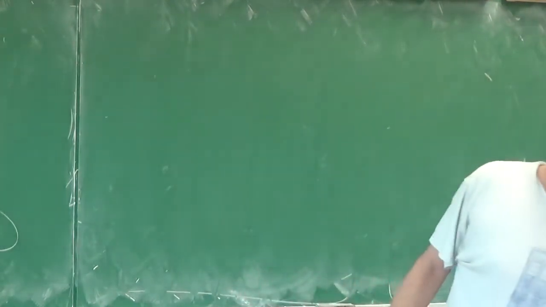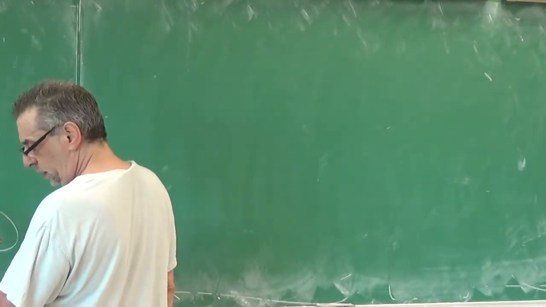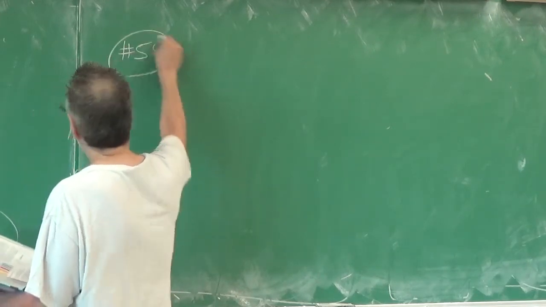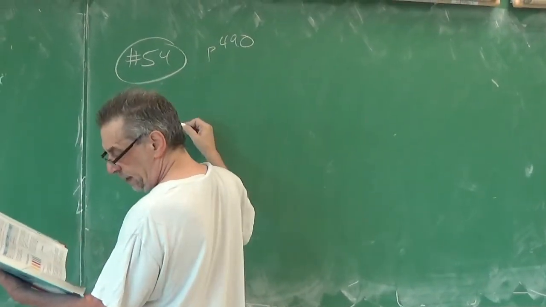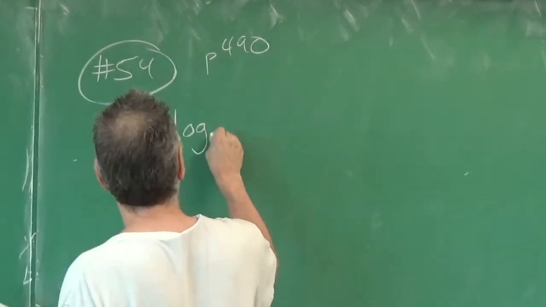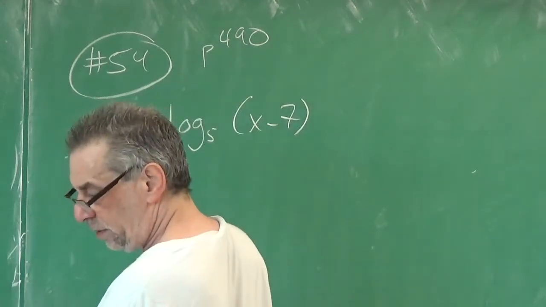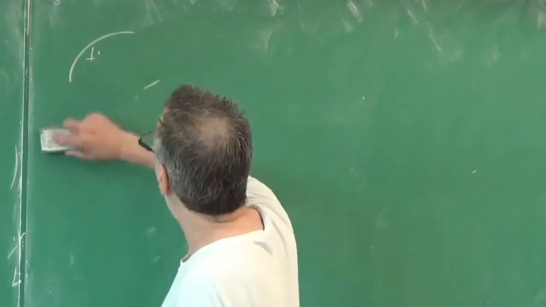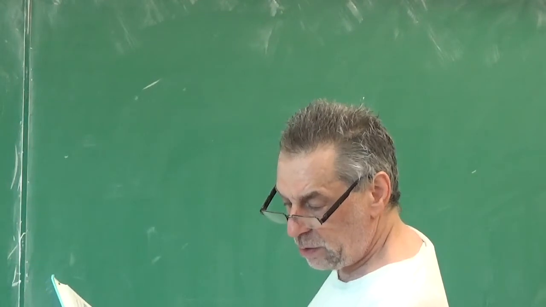Number 52. Actually, 52 is one we pretty much just did. Let's look at number 54, page 490. We have another exponential equation. This time it's log base 5. Oh, I'm sorry, this is a logarithmic equation. So let's see, are there any other exponentials we want to look at first? Let's do one more exponential and then we'll go to logarithmic equations.